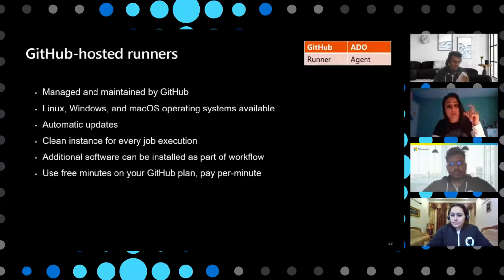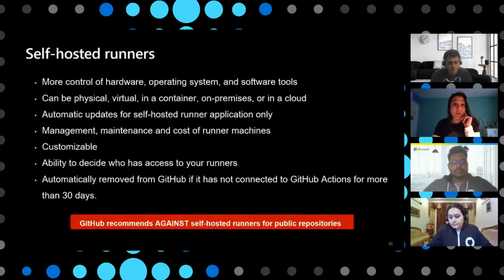Each step in a job executes on the same runner, allowing actions to share data with each other. But for every job execution, a new one is created. If you want to use this, you can use the free minutes on your GitHub plan, or you can pay per minute for usage. And there are also self-hosted runners.